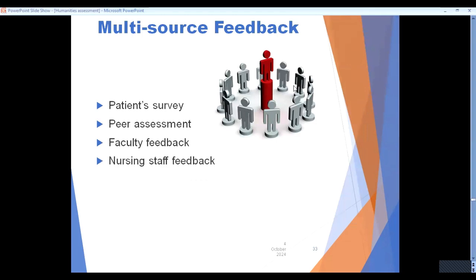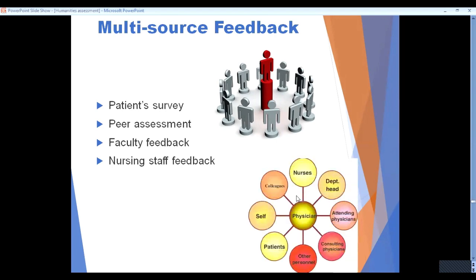Yes. Then multi-source feedback. This is very important as far as humanities is concerned, because you cannot judge a person based on a single assessment method. So patient survey, peer assessment, faculty feedback, nursing staff feedback, these can be used for a single student, and you can judge based on the assessment scores from all these. Just give one more click, ma'am. Just a single click. So this is how a student or a physician can be judged by taking feedback.